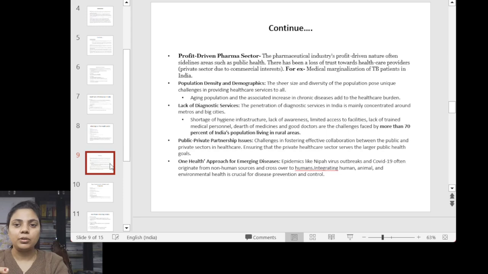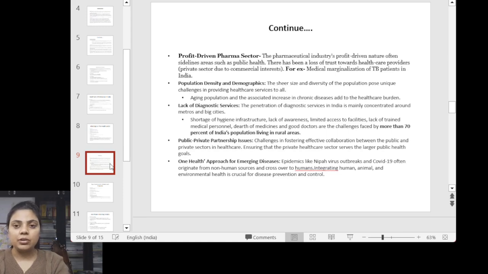If I talk about population density and demographics, the size of India is growing. India is one of the most populous countries in the world, so that is one thing. Another thing is the aging population, which we have to keep in our mind while formulating our policies. And apart from that, we also have to think of the increase in chronic diseases. That is where our focus should be shifted.